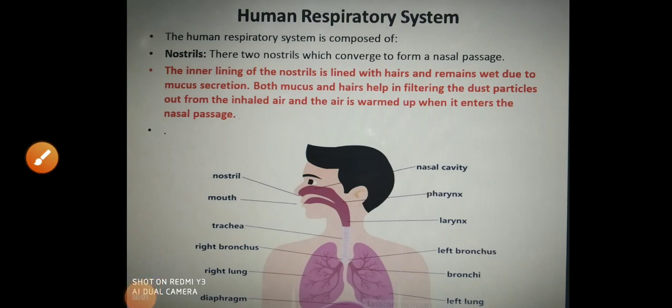Good morning, students. Let's start today's topic. It's the human respiratory system. The human respiratory system is a complex type of system. And now see the parts.